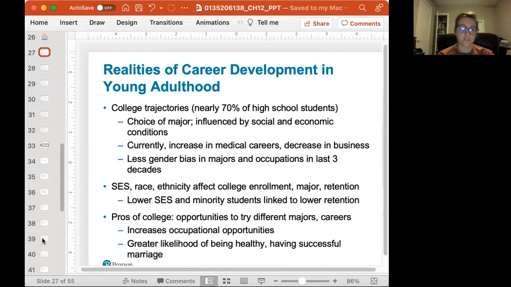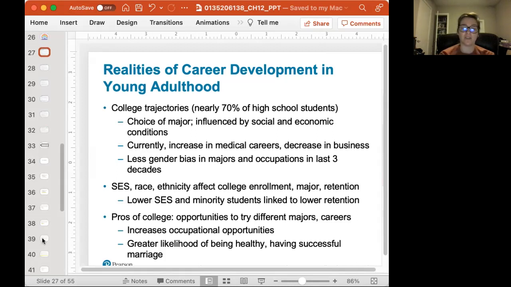So SES, socioeconomic status, race, and ethnicity affect college enrollment, major, and retention. Lower SES and minority students are linked to lower retention, meaning that they may enroll, but they are more likely to not stay. The pros of college: there are opportunities to try different majors and careers. Trying different classes is a way to get exposed to different fields and what you might be doing for work if you were to do it as a job.